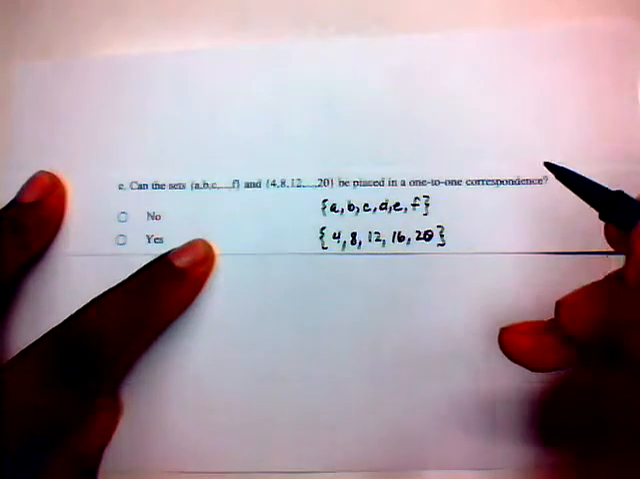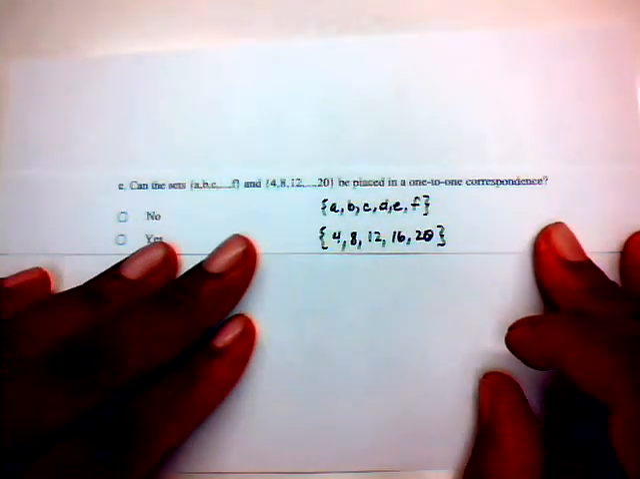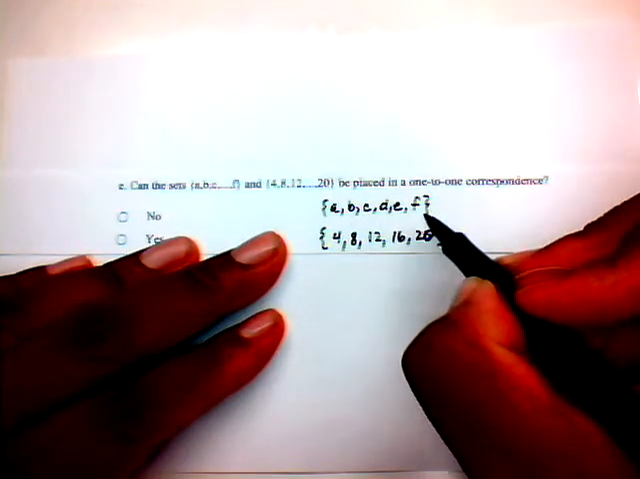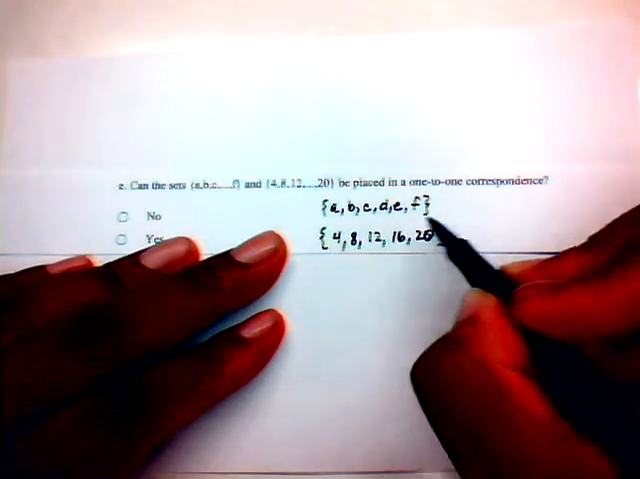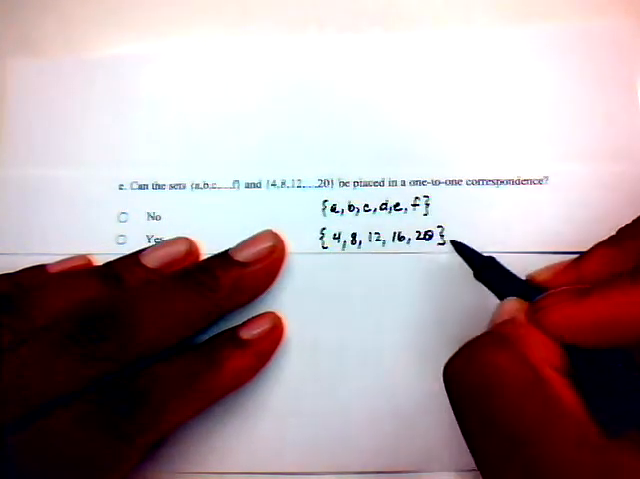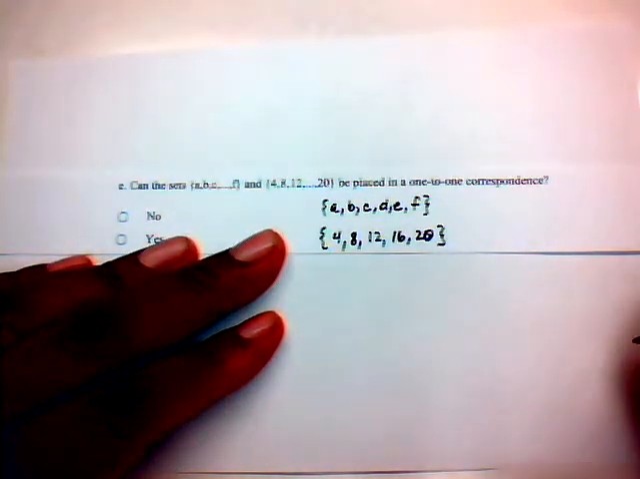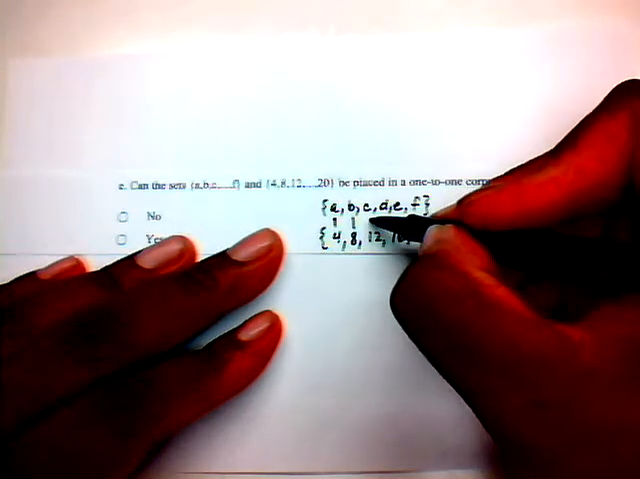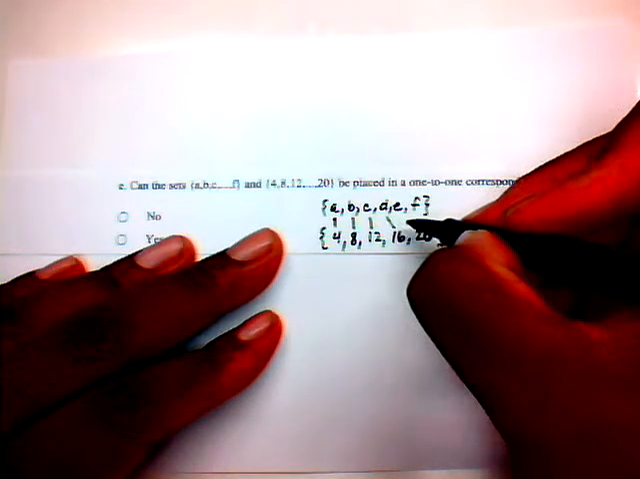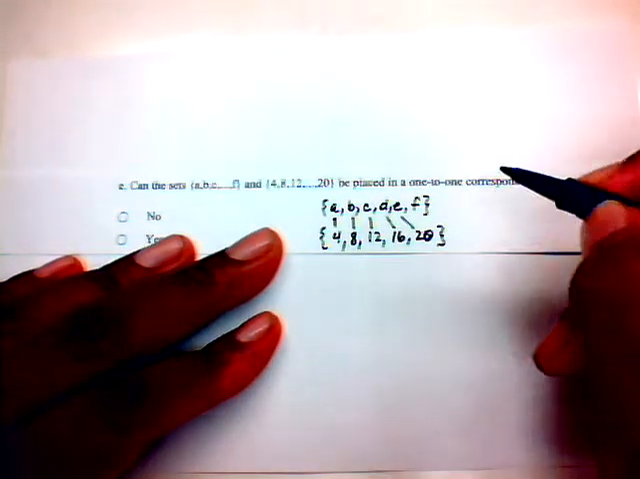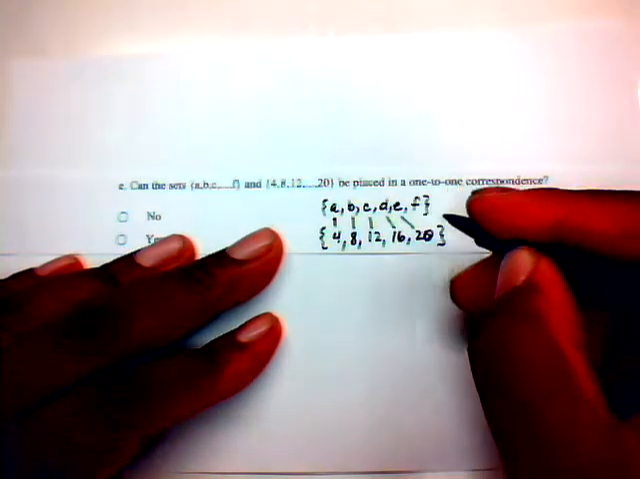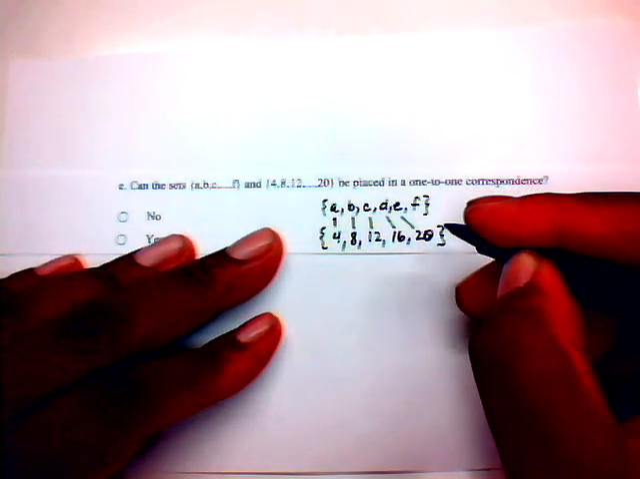Again, this one can't be a one-to-one correspondence because I got 6 elements in the first set and 5 in the second. I have to have the same number of elements in both sets in order for me to have a one-to-one correspondence. Here, A can be paired with 4, B can be paired with 8, C can be paired with 12, D could be paired with 16, and E can be paired with 20. But I don't have anything to pair F with. So this would not be a one-to-one correspondence.